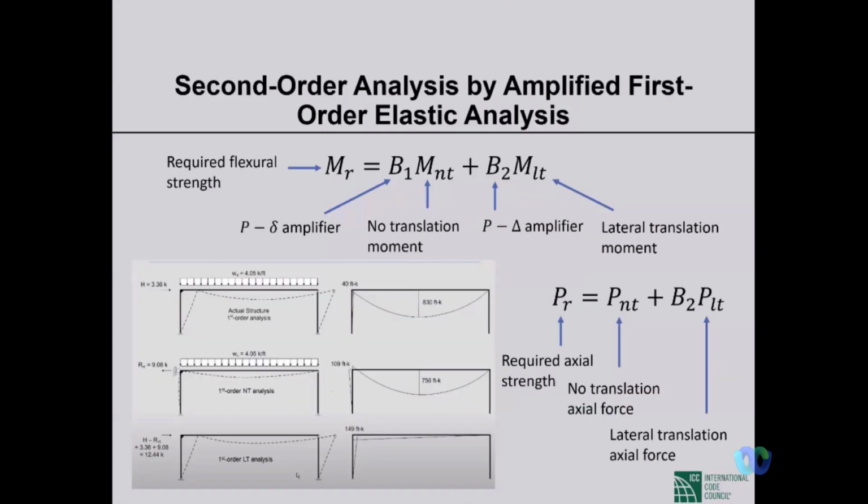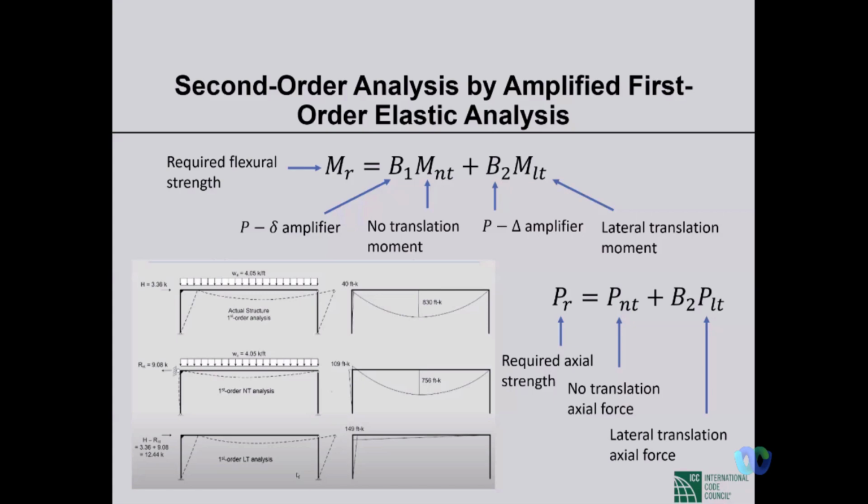Now, second order analysis. In second order analysis, we consider both the P small delta effect and the P large delta effect indirectly. There is one analysis method suggested in AISC, which is called the NTLT method, the no translation and lateral translation method.